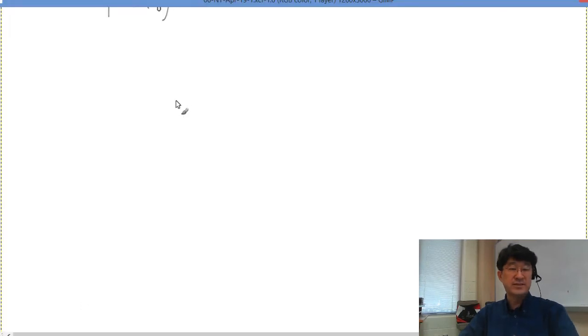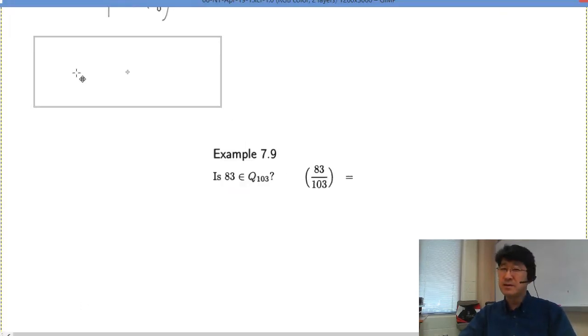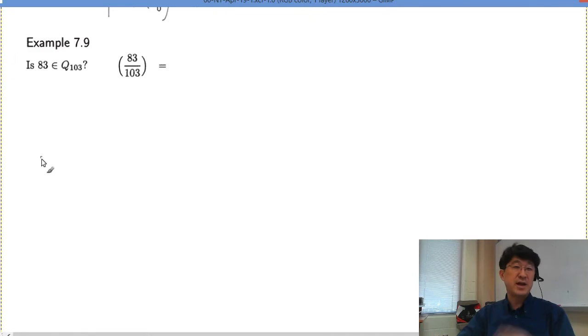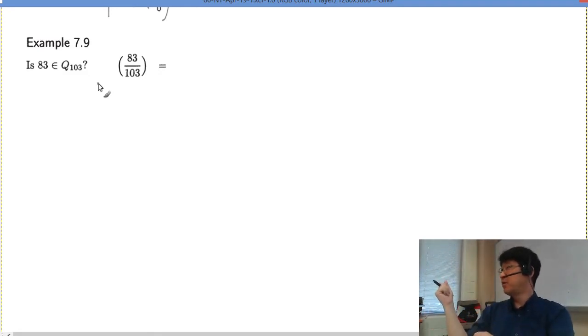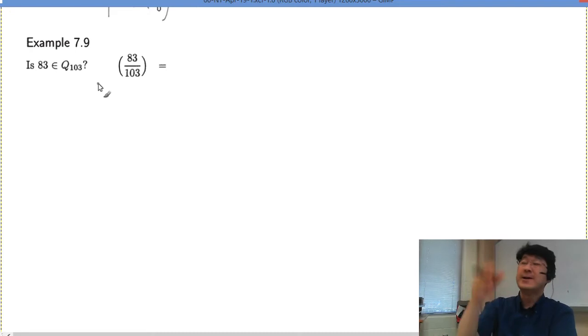83 is a prime number. 103 is a prime number. Now, before you do the reciprocity, you can flip it around. 1 and negative 1 remains the same. The main question is, is 83 a quadratic residue mod 103? That's the question here, right?